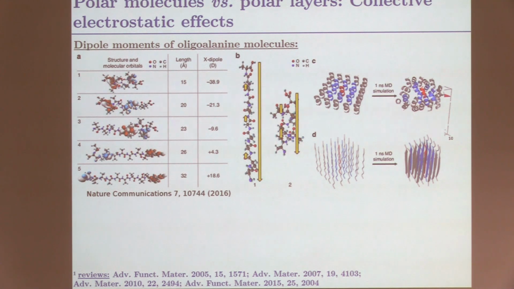Now, polar effects in molecules are, I think, very important for biomolecules. This is one example from the Weizmann Institute, a group of Ron Naaman. They have studied these oligoalanine molecules and chains of them, and you can see that they can have huge dipole moments on the order of minus 40 or plus 20 debye. So, very large dipole moments. And they actually come from individual small local dipoles that are distributed along the chains of these longer molecules.